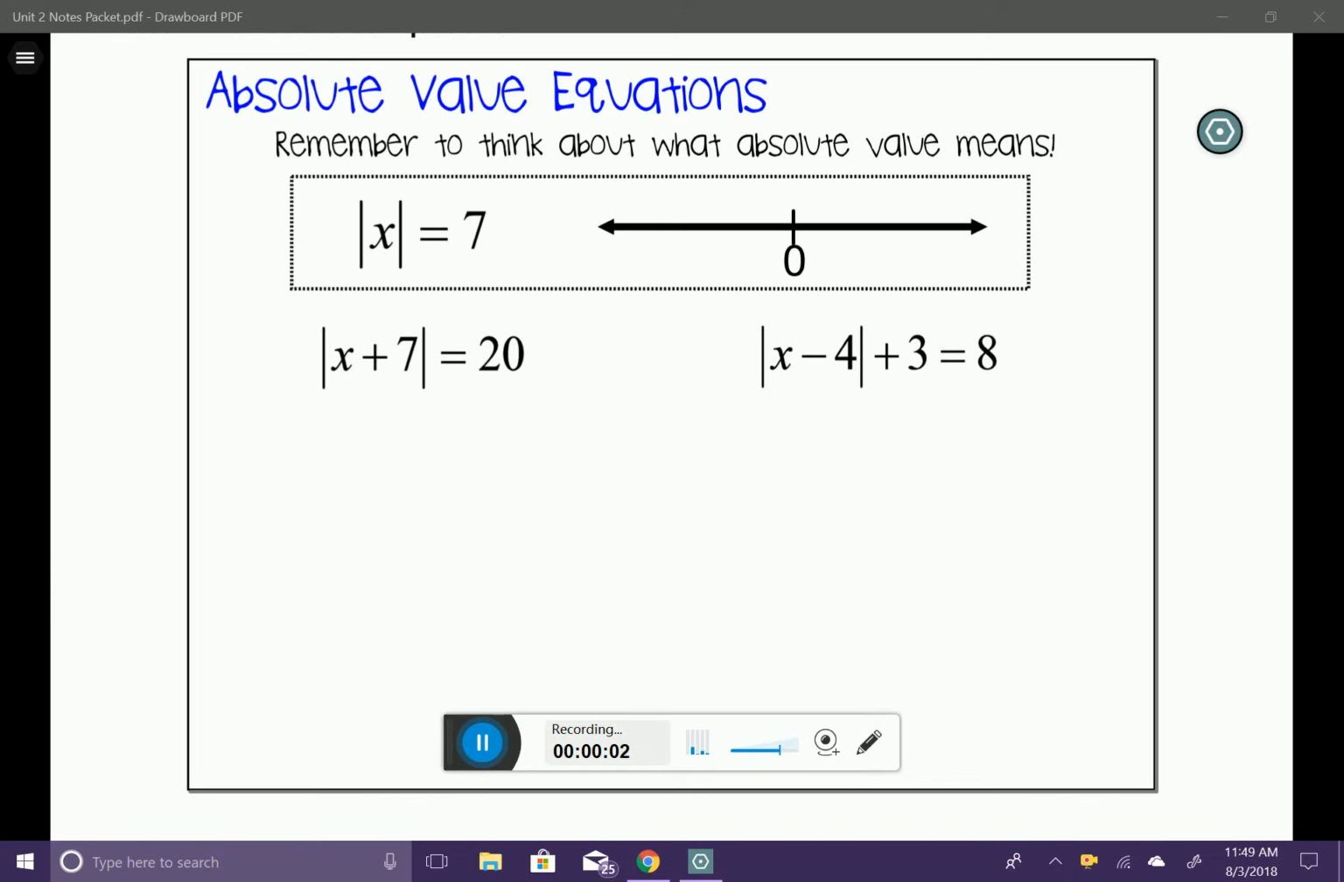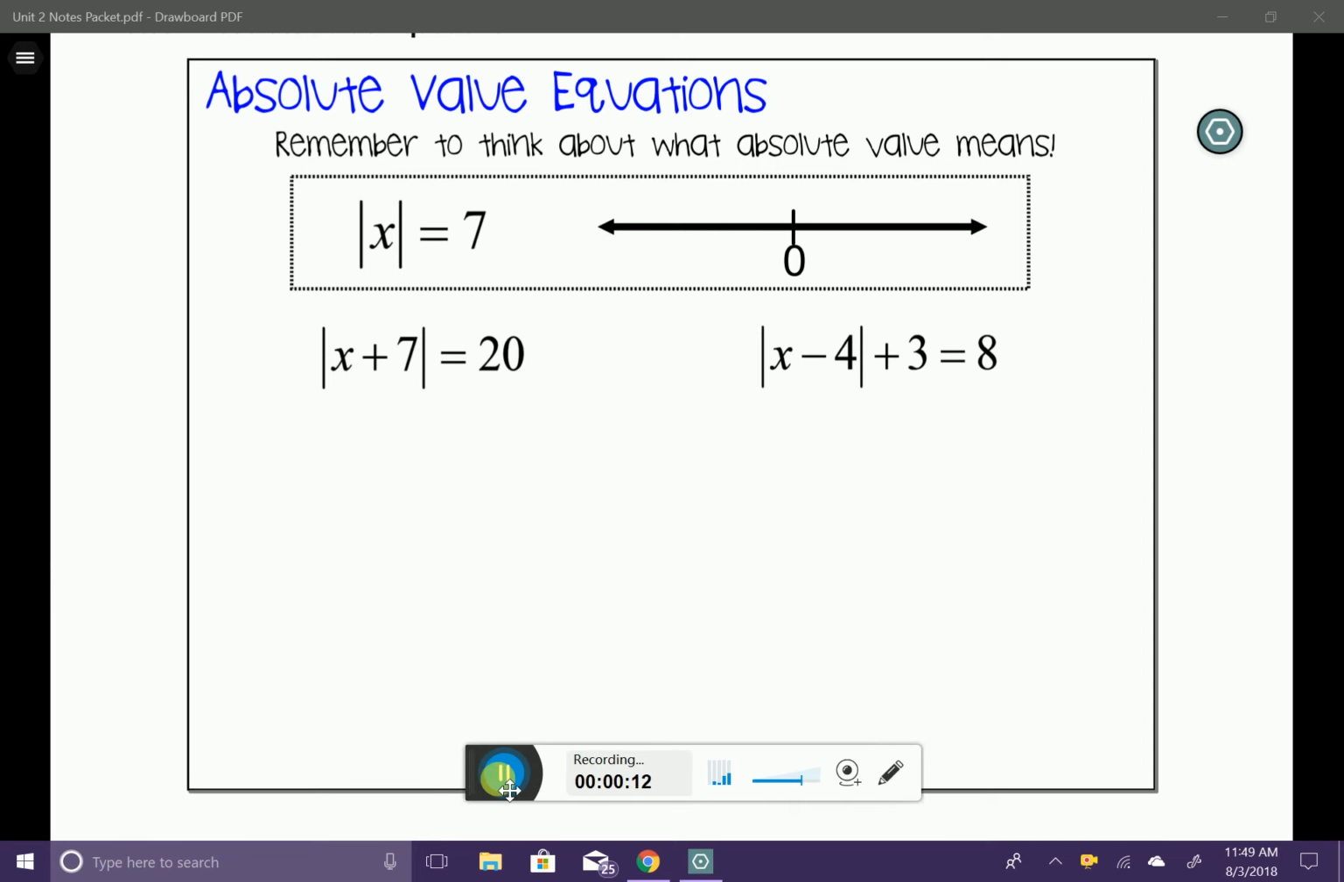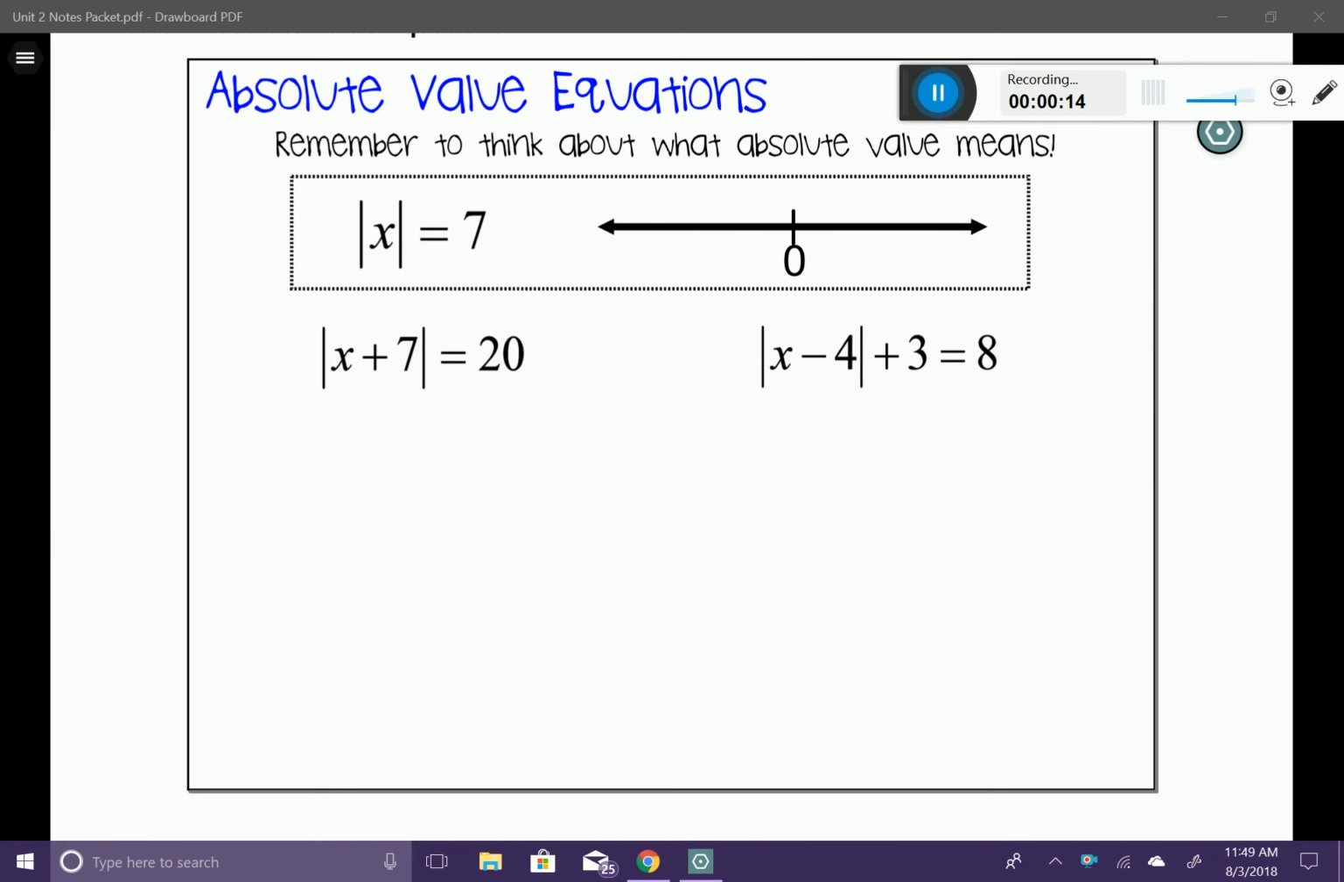In this lesson, we're going to be talking about absolute value equations. And basically what they are are equations that have absolute value bars in them. So I'm going to show you the method on how to solve these. But the first thing we need to do is remember, what does absolute value actually mean?